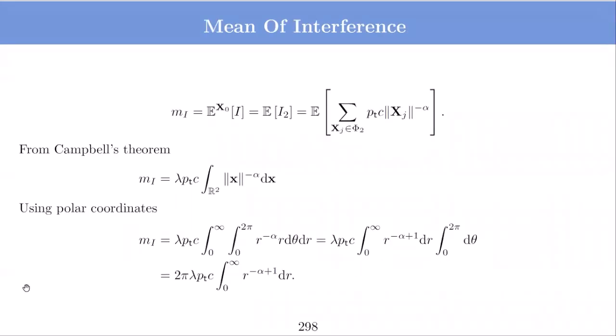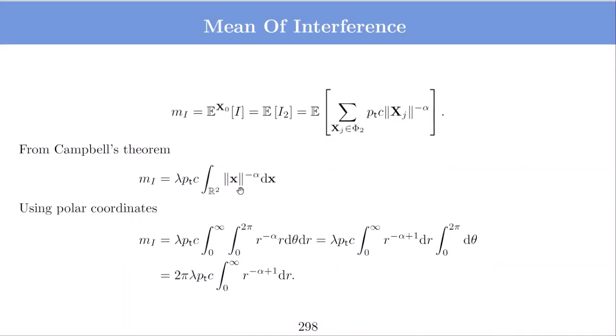So the mean, which is given by E_x0 of I, is the same as E of I2, and there is no conditioning here, note that. And I2 is the summation over all points of transmit power, fading gain, and the norm of the distance to the power of minus alpha. Note that this is nothing but the summation of some function over all points, so I can apply Campbell's theorem, and this will just give me lambda P t c times the integral of norm of x to the power of minus alpha dx.